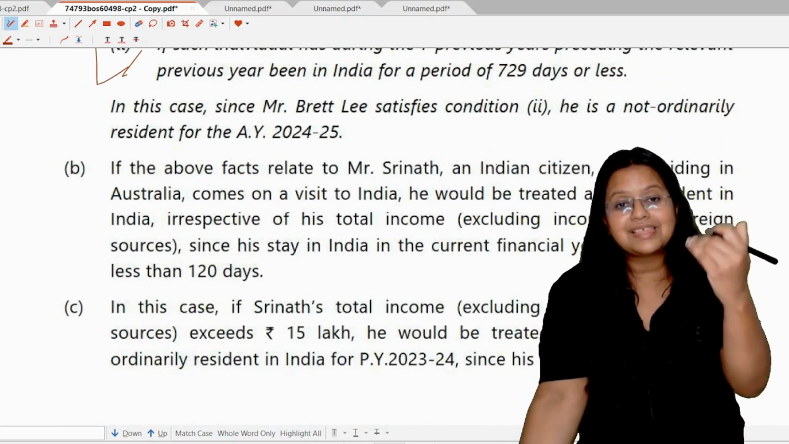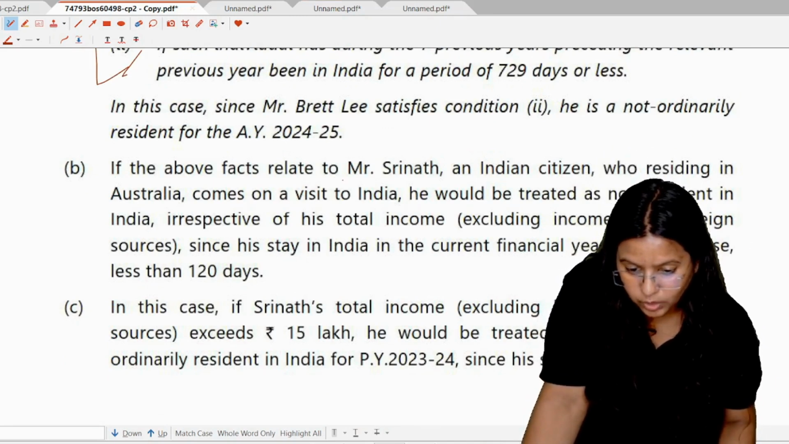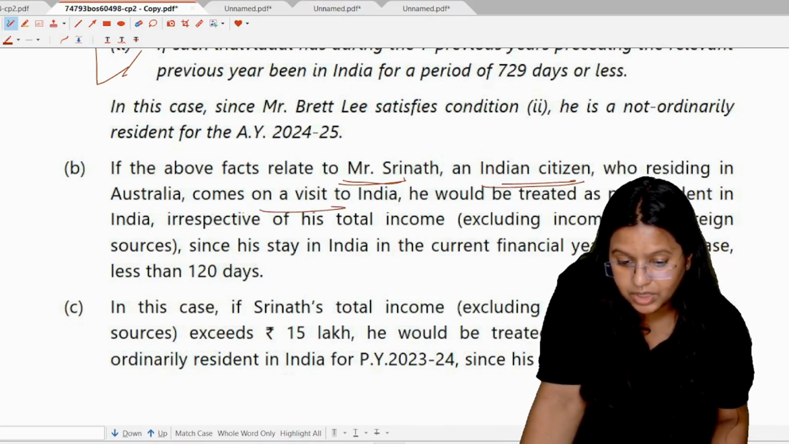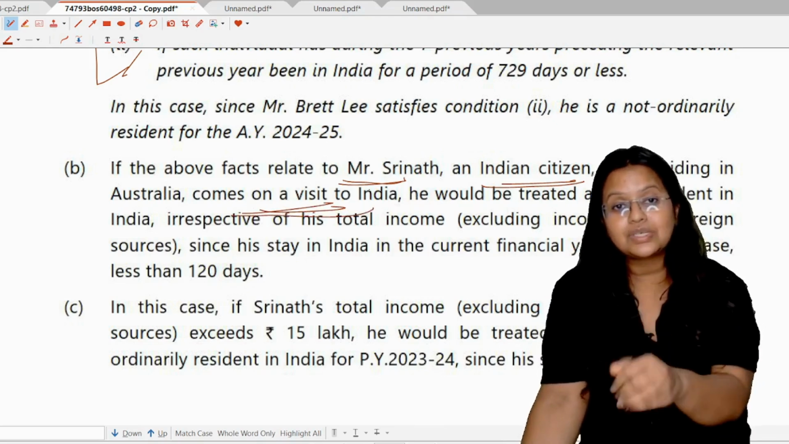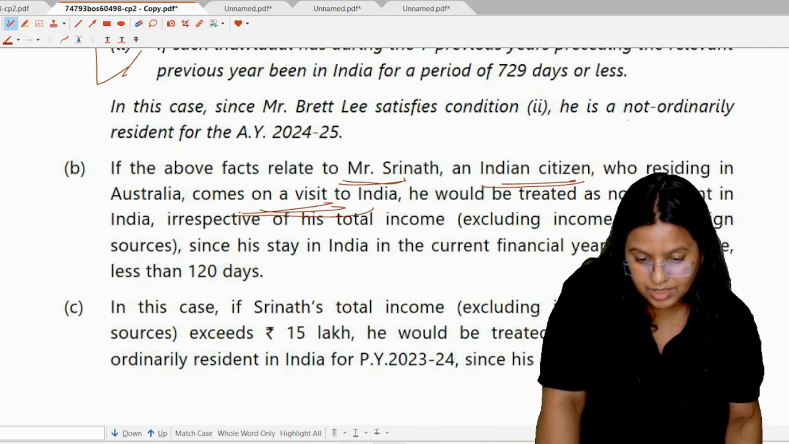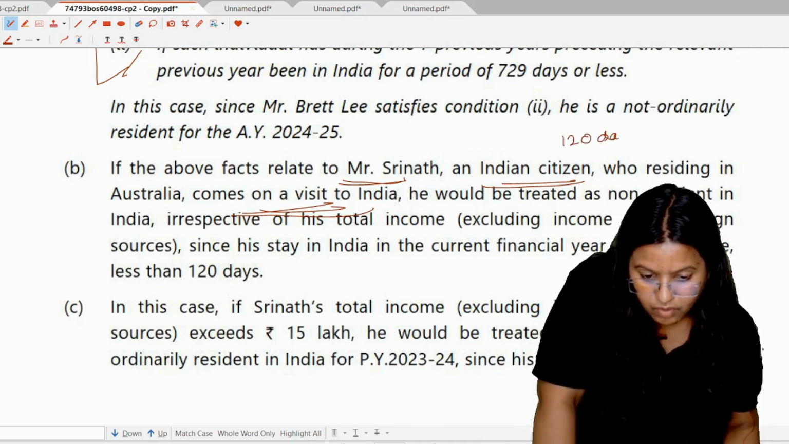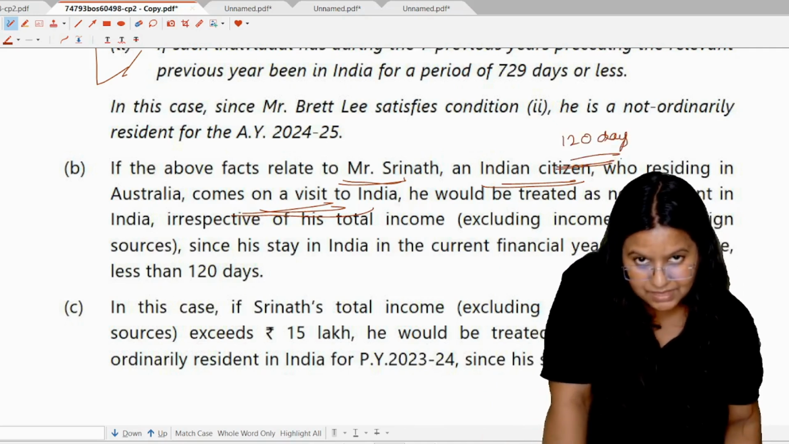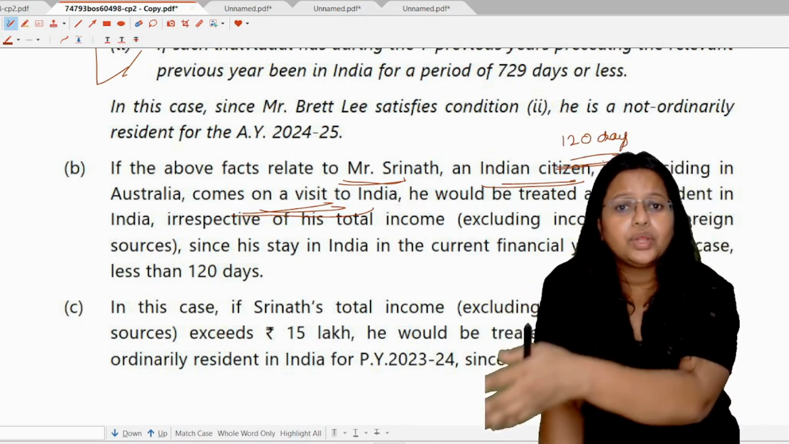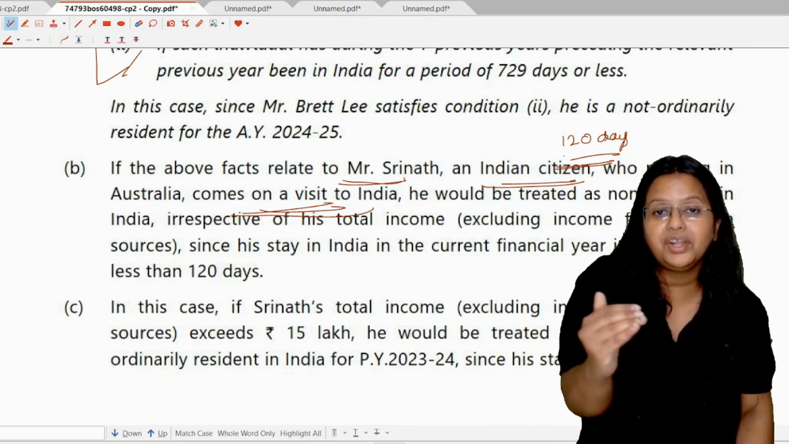In that case, the basic conditions will change, because now the basic condition will be if the above facts relate to Mr. Srinath, who is an Indian citizen residing in Australia and comes on a visit to India. So in that case, students, he will become a non-resident in India. How, ma'am, will he become a non-resident? Because in that case, we have to check that he must be in India for at least 120 days in the previous year, and for the 4 previous years, 365 days. But we are not going to that point now, because the first condition is not satisfied here. He is not in India for 120 days.